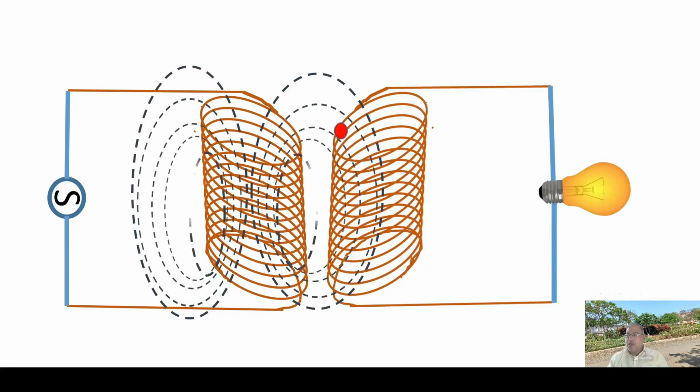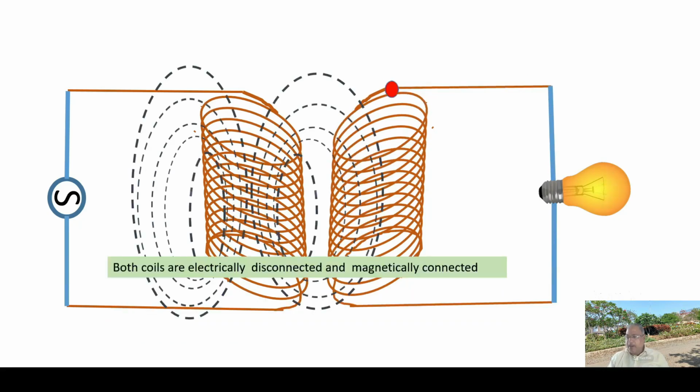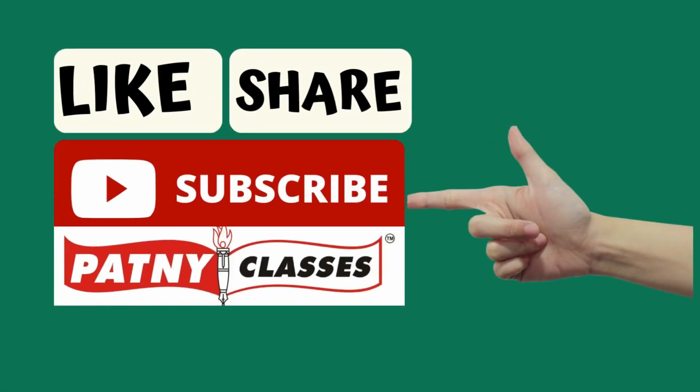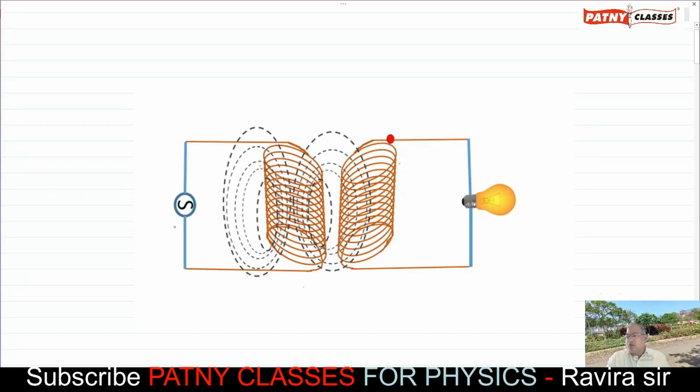Here both the coils are electrically disconnected and magnetically connected. Now let us understand why the electrical energy is getting transferred from the left side coil to the right side coil. The left side coil we can call the primary coil, and the right side coil can be called the secondary coil.